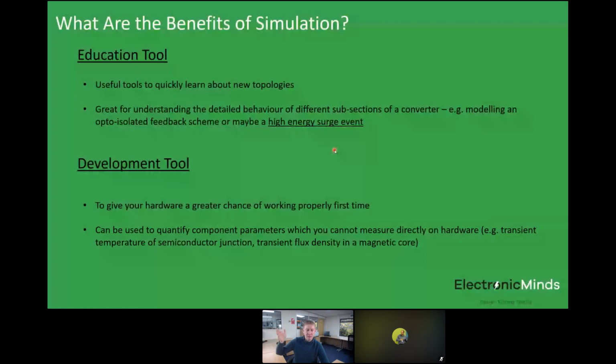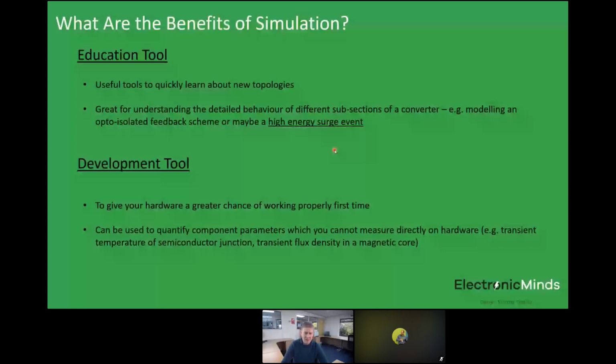Or perhaps under some transient load conditions, you're interested in the flux density in your transformer core, your magnetic core. Unless you've got some sort of probe to measure that, which is unlikely, it's difficult to know exactly what the flux density is doing in your transformer core. So you can actually just do that. Your simulation can give you that sort of detail quite quickly.